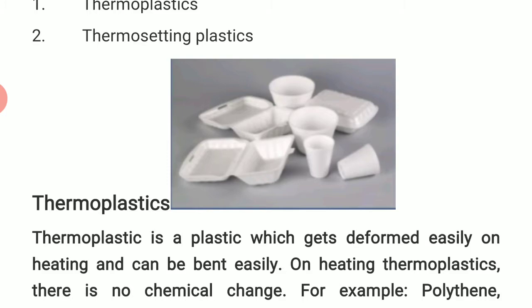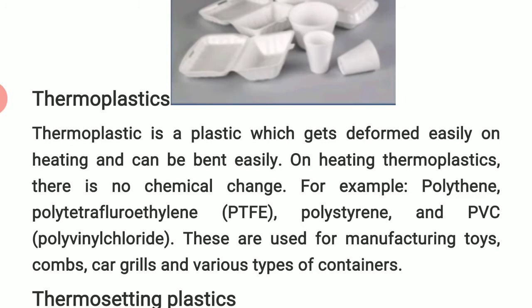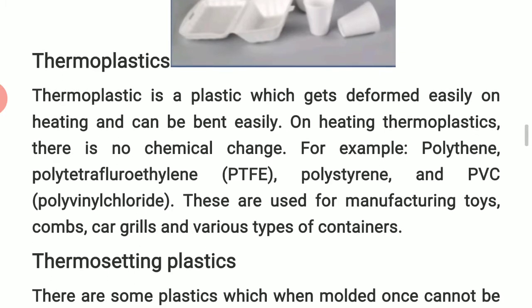So let us go through what thermoplastics are. A thermoplastic is a plastic which gets deformed easily on heating and can be bent easily. On heating thermoplastics, there is no chemical change. For example, polythene, polytetrafluoroethylene, PTFE, polystyrene, and PVC, polyvinyl chloride. These are used for manufacturing toys, combs, car grills, and various types of containers.